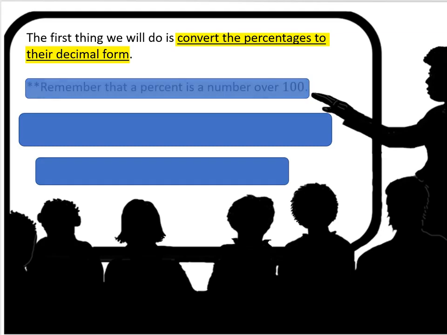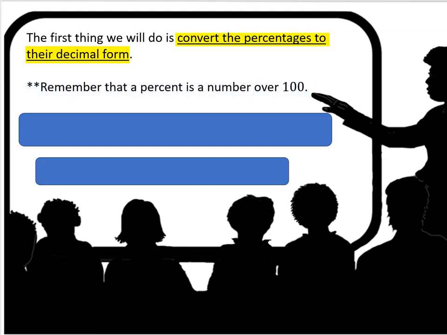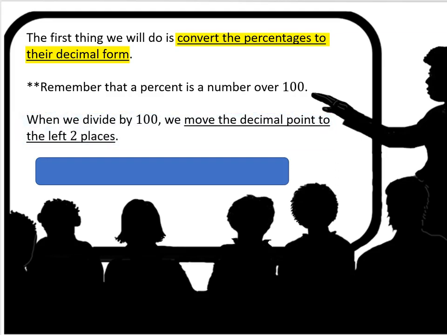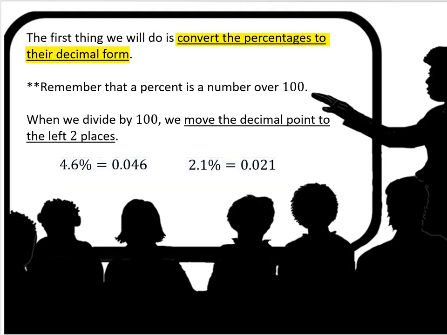So the first thing we're going to do is convert the percentages to their decimal form. It's going to be easier to do the multiplication and the math. Remember that a percent is a number over 100. When we divide by 100, we move the decimal point to the left 2 places because there's 2 zeros in 100.